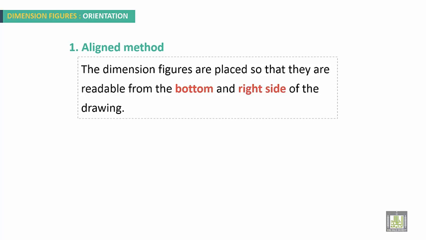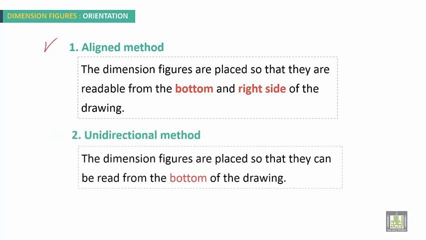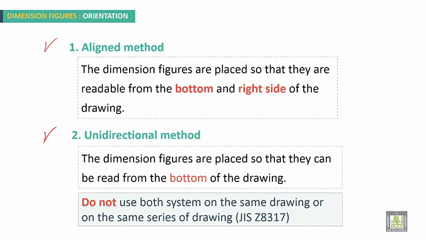Dimension figures orientation. First method is called aligned method. The dimension figures are placed so that they are readable from the bottom and right side of the drawing. Second method is called unidirectional method. The dimension figures are placed so that they can be read from the bottom of the drawing. These two methods will be explained next. Do not use both systems on the same drawing or on the same series of drawings. This is from JIS normalization.